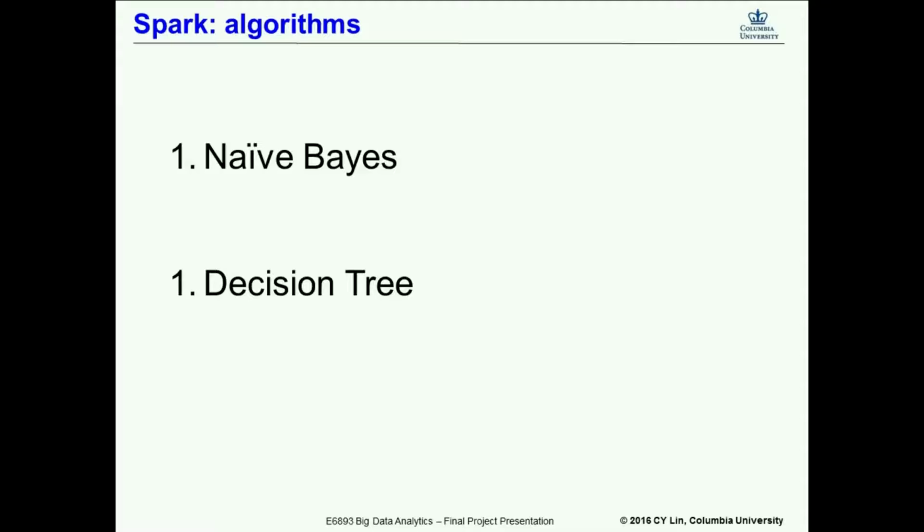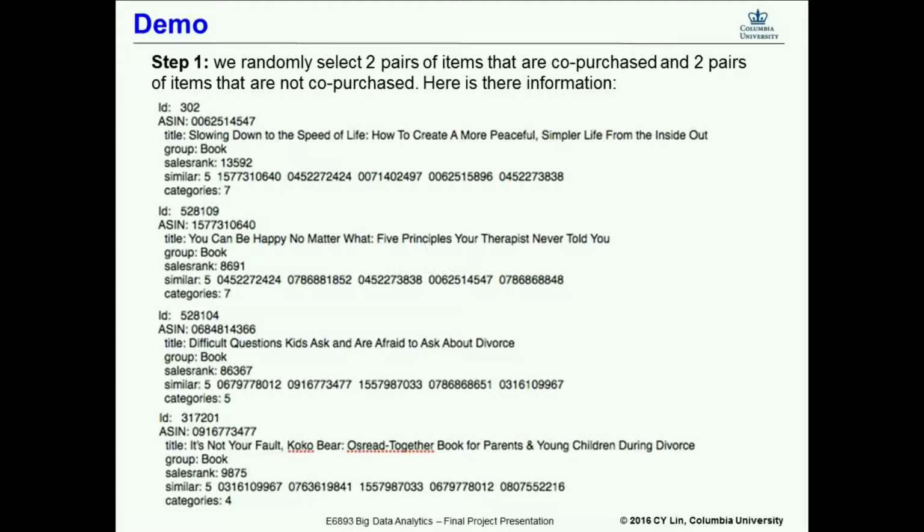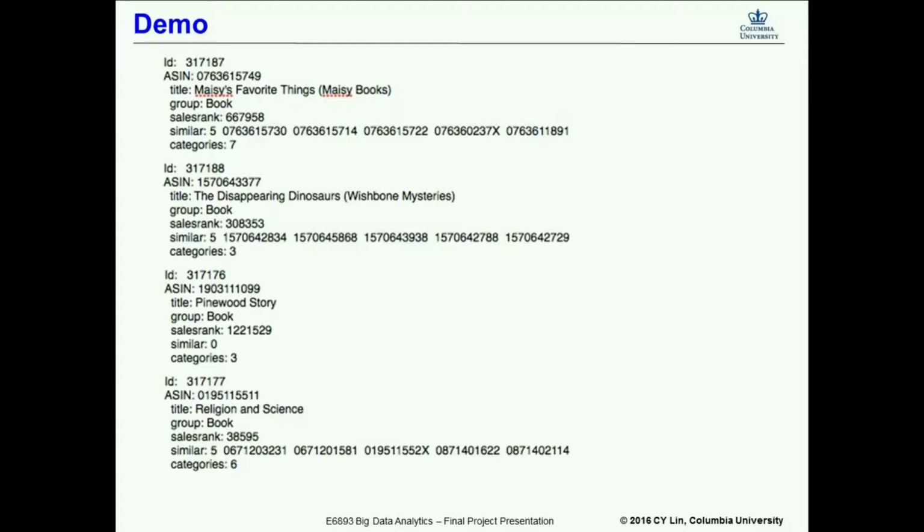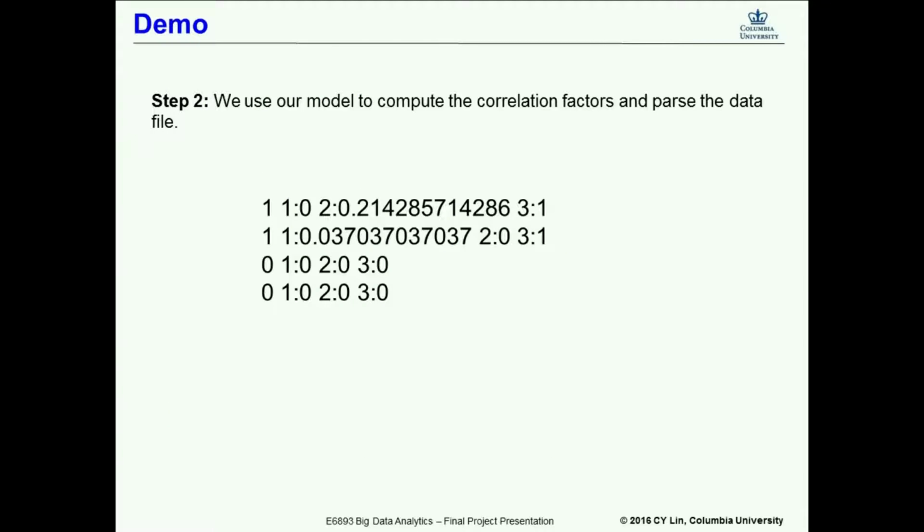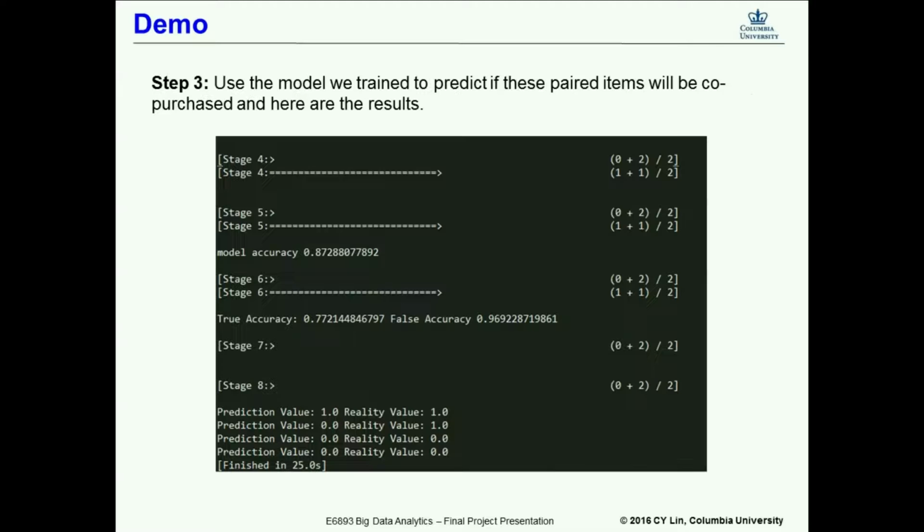Here is a simple demo. In this demo, first we randomly select two pairs of items that are co-purchased and two pairs of items that are not co-purchased. Here is the information that we extract from the raw dataset. Then we use our model to compute the correlation factors and parse the data file. This is the label point file we generate. Next, we input this file and use the model we trained to predict if these pairs of items will be co-purchased, and here are the results.